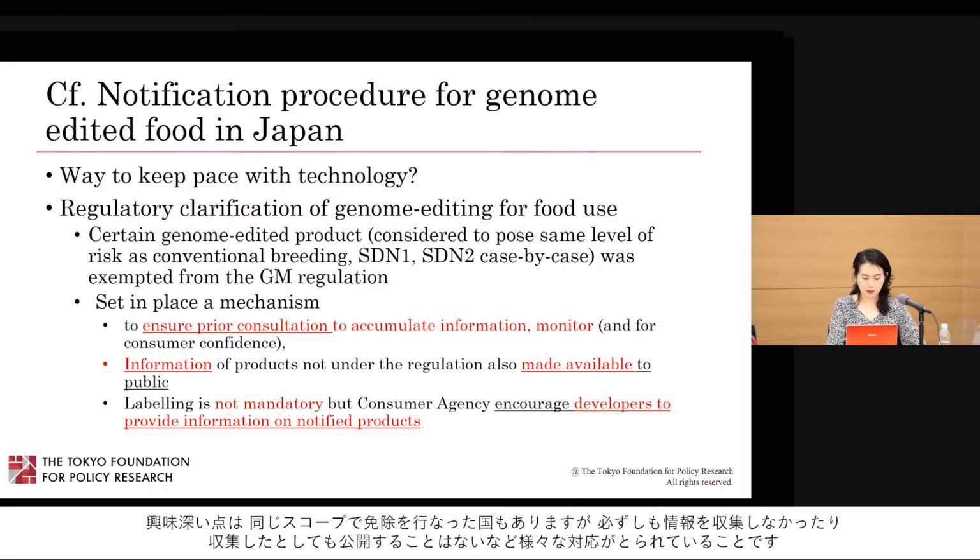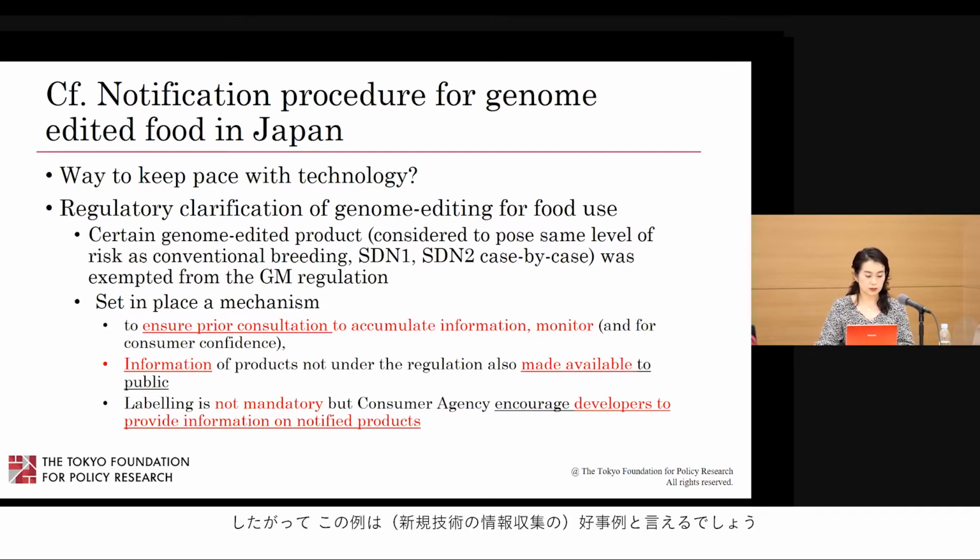The interesting thing about this is that other countries taking the same scope of exemption do not necessarily collect information, or even if they collect it, do not make it open to the public. So this might be some example.